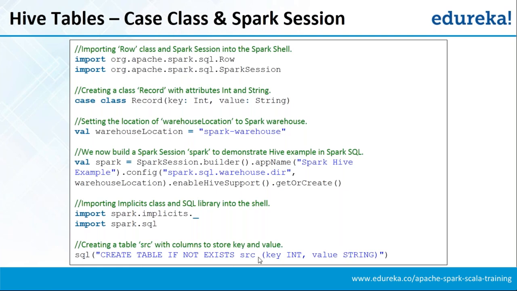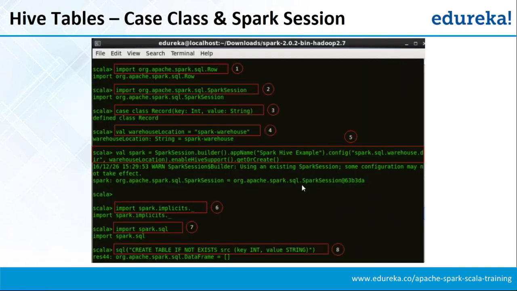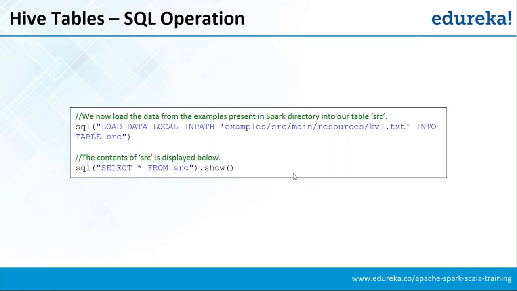So you can see, create table if not exists SRC with columns to store the data as a key, value pair. So that is what we are doing here. Now you can see the execution of the same step. Now let's see the SQL operation happening here. In this case, we can now load the data from this example which is present. See this kv1.txt file which is available to us, and we want to store it into the table SRC which we have just created.